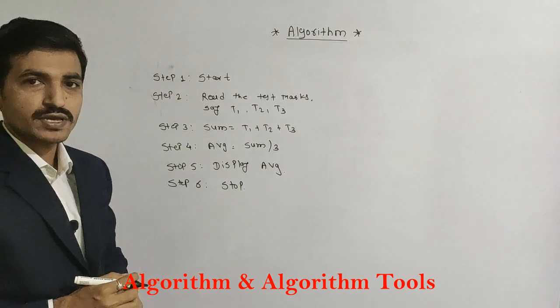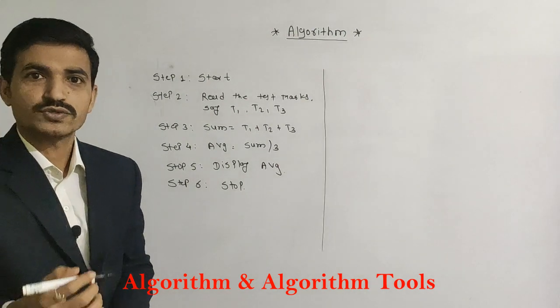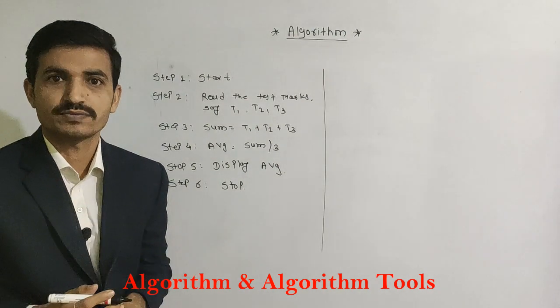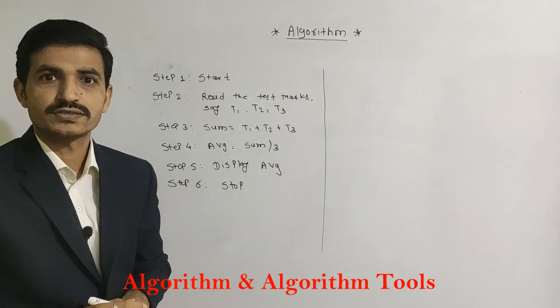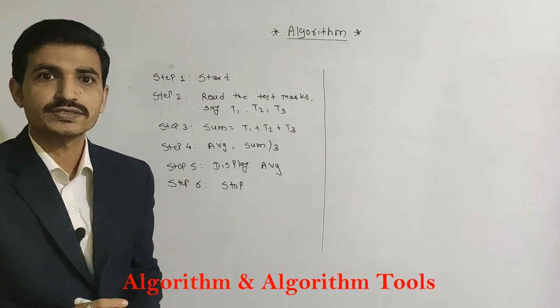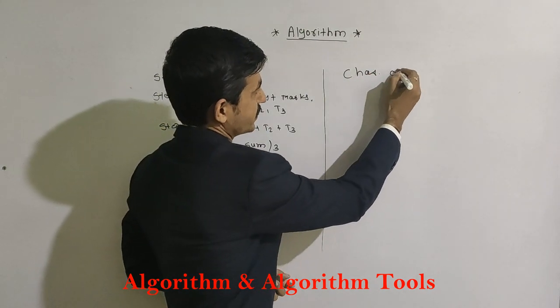So these are the steps for the problem to find out the average score of students in the given test. This algorithm has certain characteristics. So first we'll talk about the characteristics. The characteristics of an algorithm.